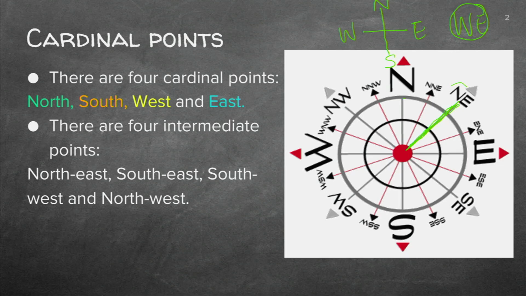Why? Because north and south take precedence over west and east. So your north will come first wherever you have north and west or north and east, and the same for south and east. South will come first. So this midway point is northeast here. The direction between south and east is a midway point called southeast, and the midway point between south and west is southwest, and so is northwest.